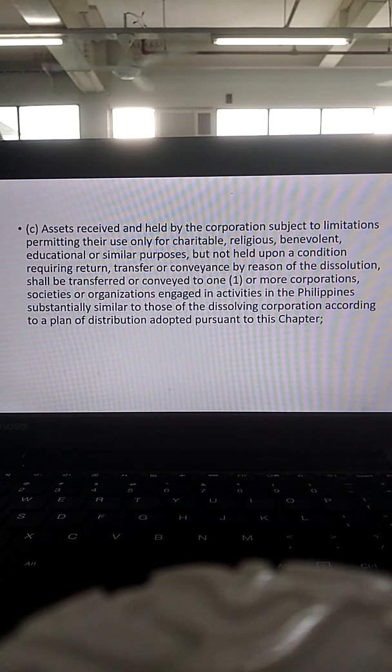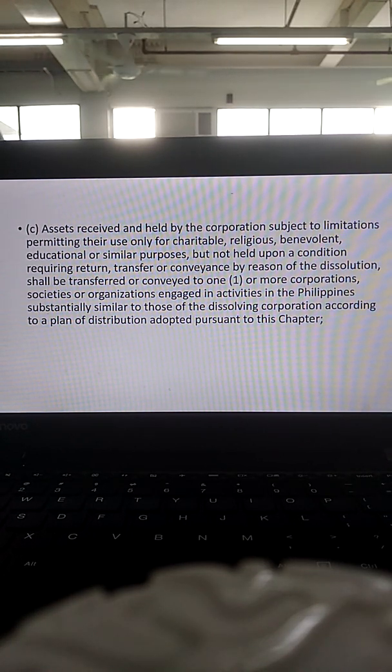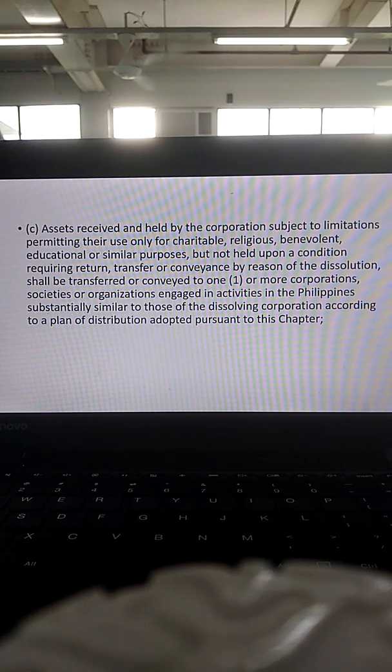Now in letter C, assets received and held by the corporation subject to limitations, okay, permitting their use only for charitable, religious, benevolent, educational, or similar purposes. Okay? So, in this case, if there are properties received by a non-stock corporation, and if there are limitations regarding those properties, like for example, limiting only their use for charitable, religious, benevolent, educational, or similar purposes, then, sabi dyan, but not held upon a condition requiring return, transfer, or conveyance by reason of the dissolution, shall be transferred or conveyed to one or more corporations, societies, or organizations engaged in activities in the Philippines, substantially similar to those of the dissolving corporation according to a plan of distribution adopted pursuant to this chapter.